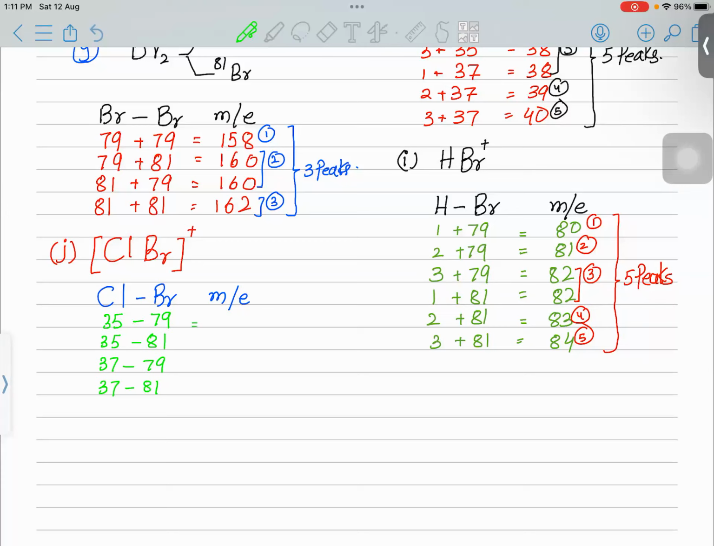3781. So 9 plus 5 is 14, 114, 116, 116, 118. So how many peaks?